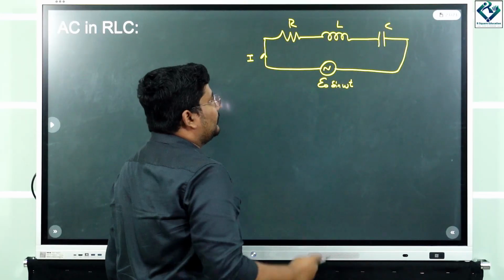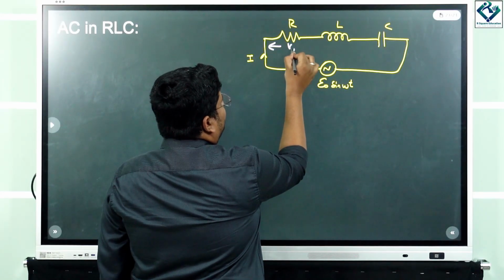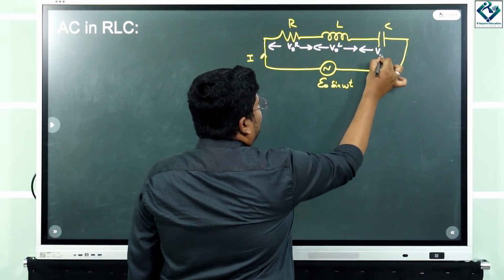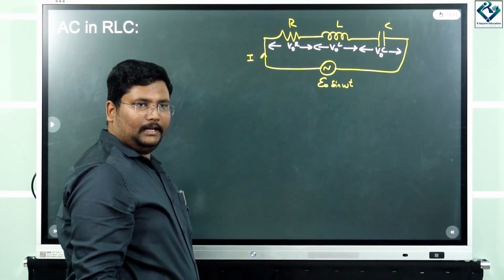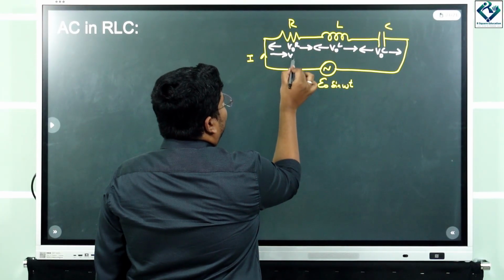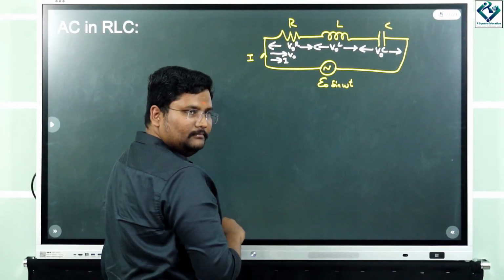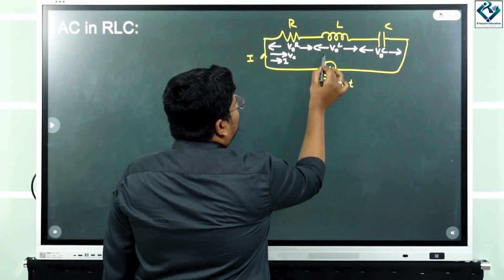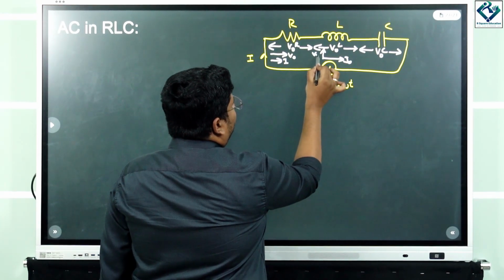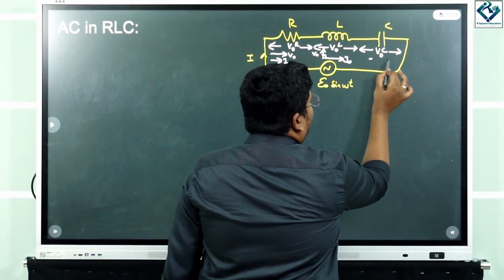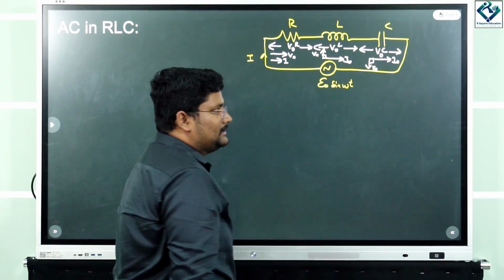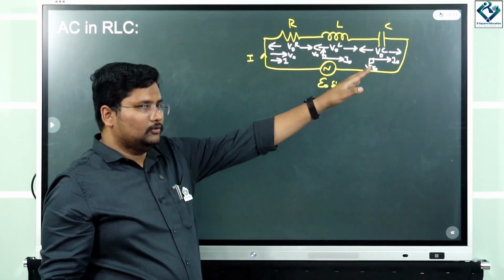So the potential drop across the resistor is considered to be V naught R, and across inductor is going to be V naught L, and across capacitor is going to be V naught C, right? And we know pretty well the phase difference also. The voltage and the current is going to be in phase for resistor. At the same time, the current is going to lag the EMF by 90 degrees for an inductor, and the current is going to lead the potential in the case of capacitor by 90 degrees. That is all for the individual components.